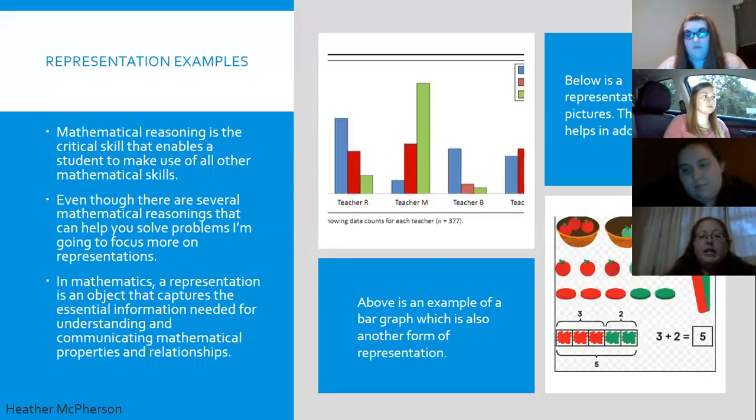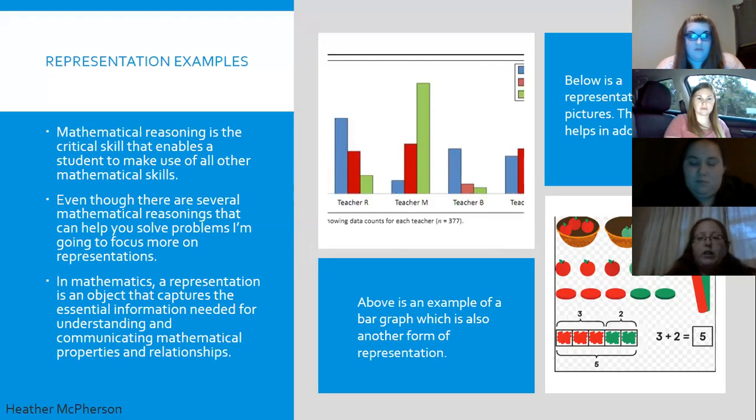Mathematical reasoning is the critical skill that enables a student to make use of all other mathematical skills. Even though there are several that you can use, I'm really going to focus more on representations. In mathematics, a representation is an object that captures the essential information needed for understanding and communicating mathematical properties and relationships.